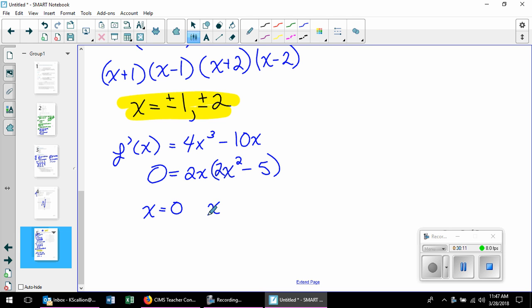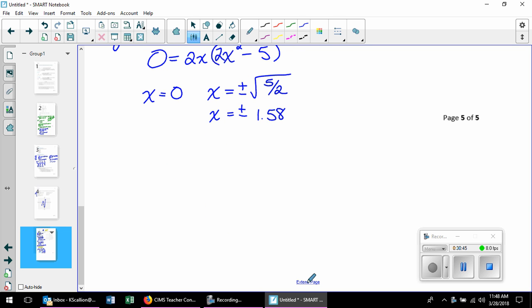And the next one is going to be what? Plus or minus the square root of 5 over 2. I did some rearranging along the way. So x is equal to plus or minus, what's that here? 1.58. So what do we do with that? Another number line, right? Because I need to find out if it's a max or min.